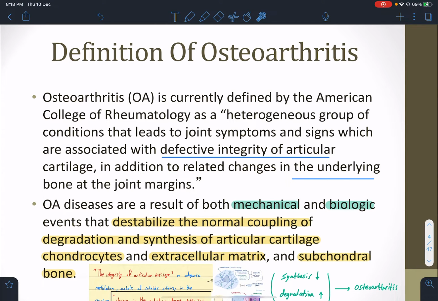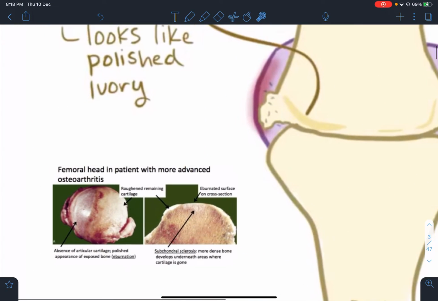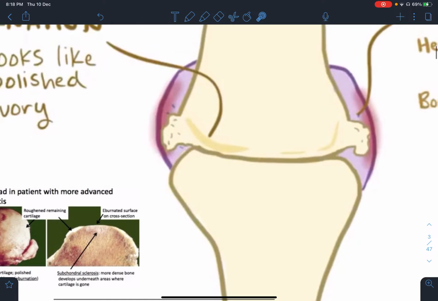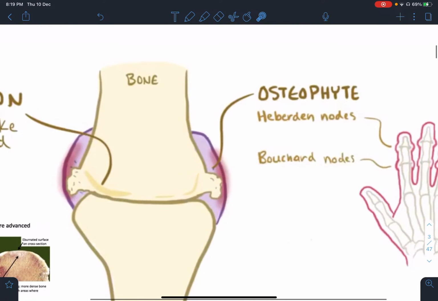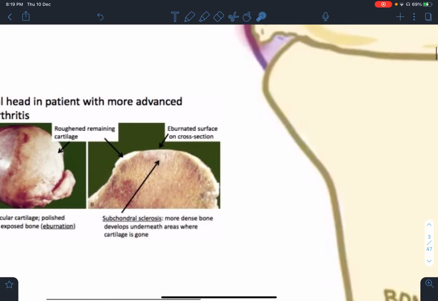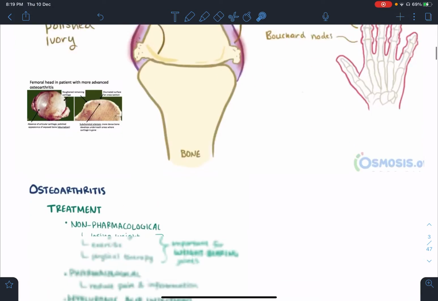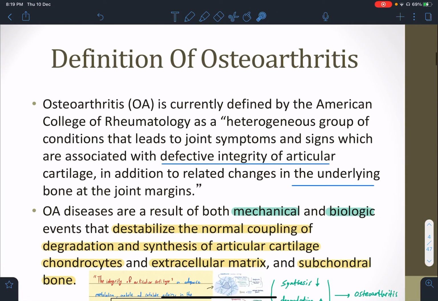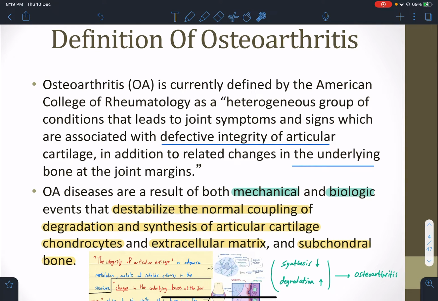In addition to related changes in the underlying bone at the joint margins اللي هي that I've mentioned، الابرنيشن again. الابرنيشن اللي هي هذه زي ال polished ivory، وفي الأوستيوفايتس subchondral bone sclerosis. Subchondral sclerosis برضو this is what the definition is referring to. So breaking down the definition is another way to understand the concept. If you find any other definition, you can know what it's talking about or what osteoarthritis is about.